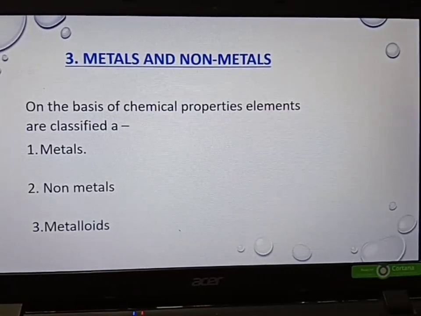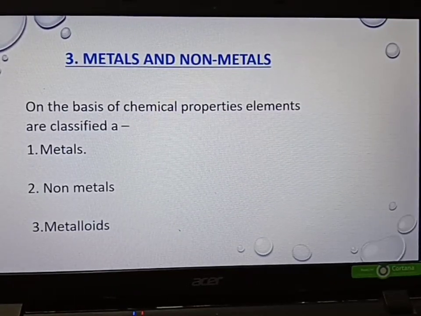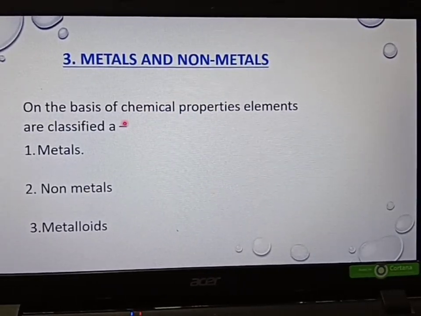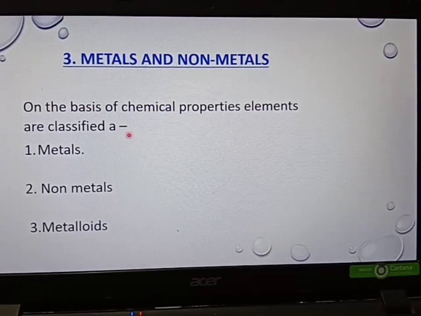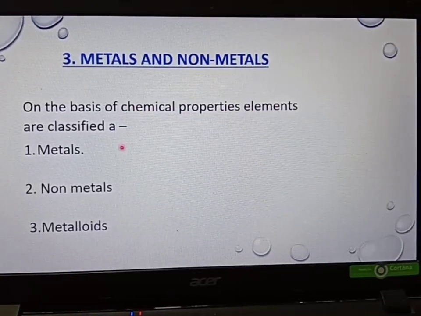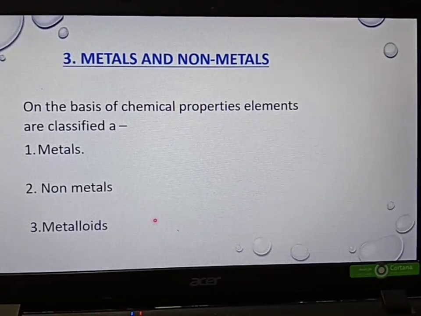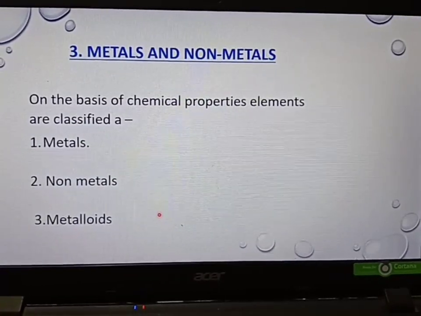Today I am going to start chapter number 3, and this chapter number 3 is metals and non-metals. Children, there are 118 elements present in the periodic table, and we can divide all 118 elements present in the periodic table into 3 categories, that is metals, non-metals and metalloids.